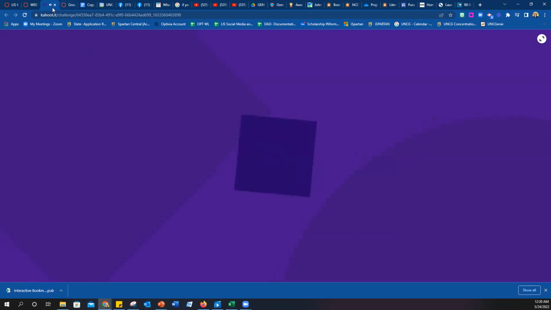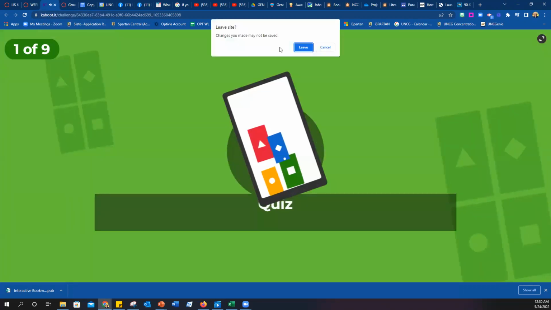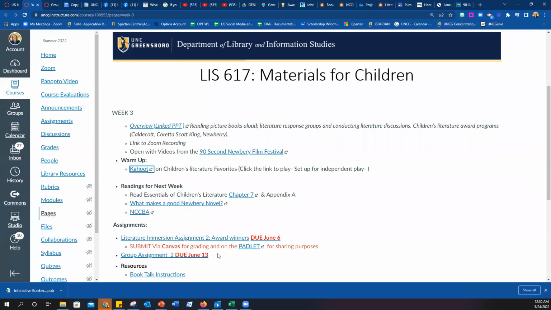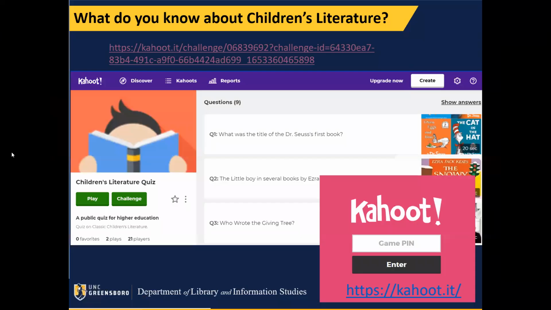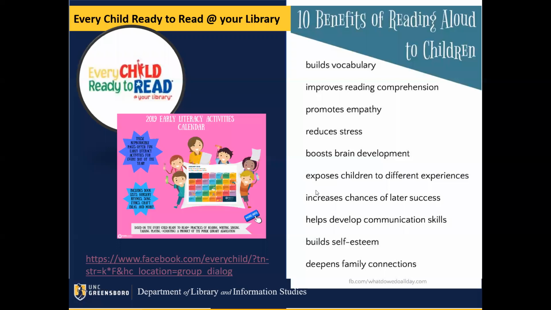So enjoy. Let me know what you're doing. I'll be able to check those on my own on the backside. And so we'll go over and see what you guys have done and how well you know your children's literature. Okay. So we'll be looking at everything from Dr. Seuss to the first Newbery to the first Caldecott book and everything in between.